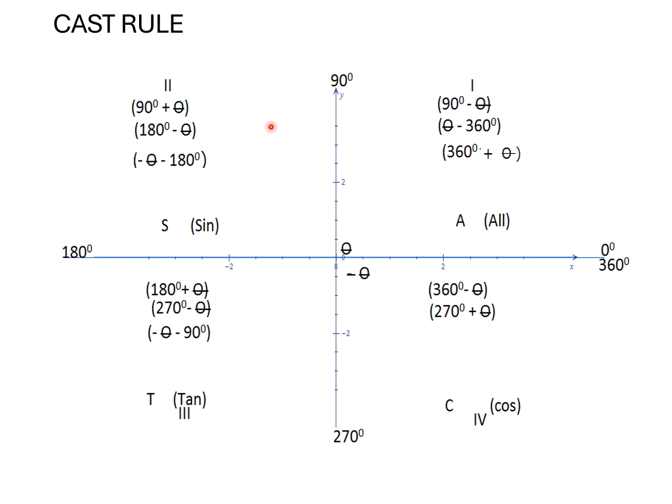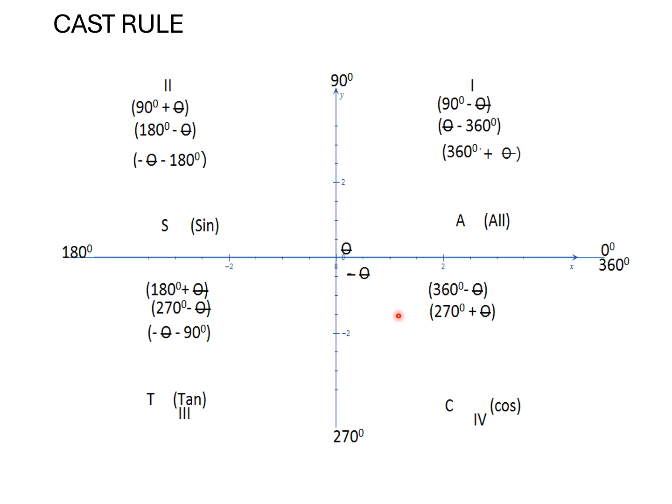Right? There's the CAST rule, just to refresh. Quadrant 1 is 360 plus theta, theta minus 360 and 90 minus theta. In quadrant 2, we have minus theta minus 180, 180 minus theta, 90 plus theta. Quadrant 3: 180 plus theta, negative theta minus 90, and 270 minus theta, but that one we're not going to use. Quadrant 4: 360 minus theta, 270 plus theta, and we have negative theta in the fourth quadrant, right?